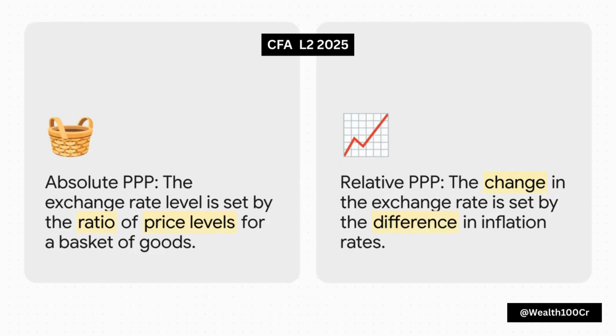Now, there are two flavors of PPP you need to know about. There's absolute PPP, which says the level of exchange rates should reflect price levels. Honestly, that one almost never holds true in the real world because of things like shipping costs, taxes, all that stuff. So for our purposes, and definitely for the exam, we focus on relative PPP. This is the one that matters. It says the change in the exchange rate should be all about the difference in inflation rates. So if one country has 5% inflation and another has 2%, you'd expect their currency to move by about 3% to balance things out. It's a really powerful valuation tool.